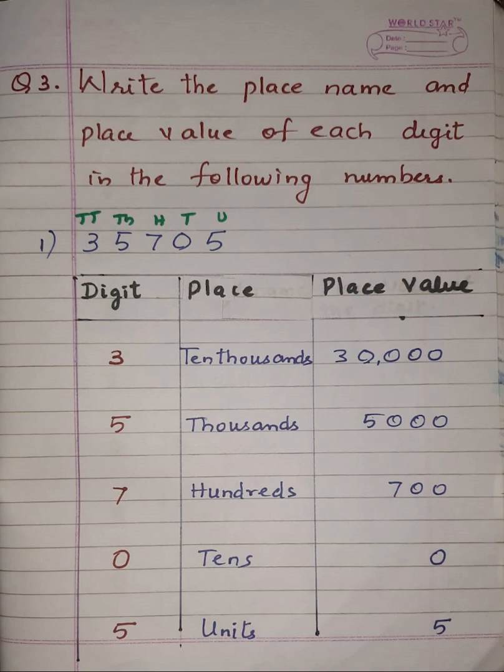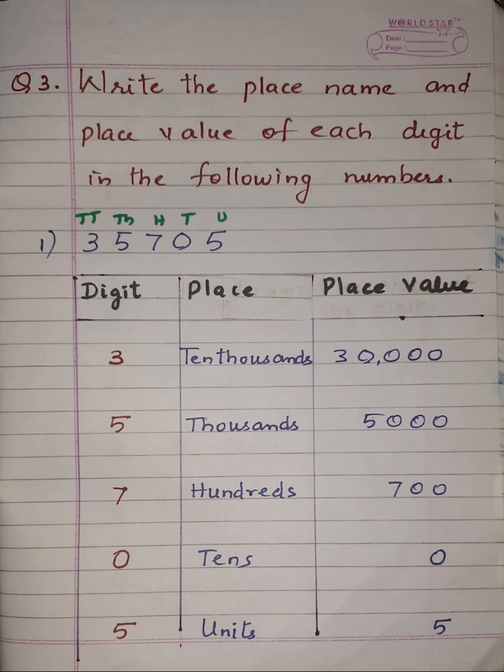Now the next digit is 7. This digit 7 is in which place, children? It is in the hundreds place. So now in the middle column, that is in the place column, in front of digit 7, you will write hundreds. Okay. Now since 7 is in the hundreds place, the place value of 7 is, children, 700. So you will write 700 in front of digit 7 in the place value column.